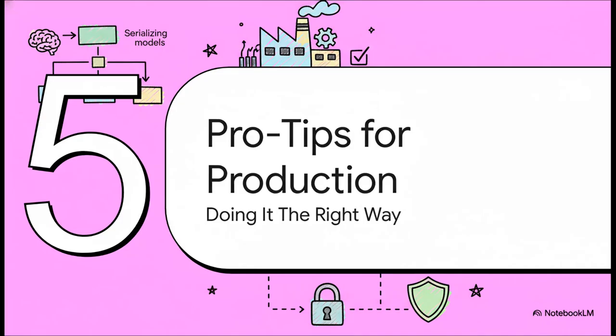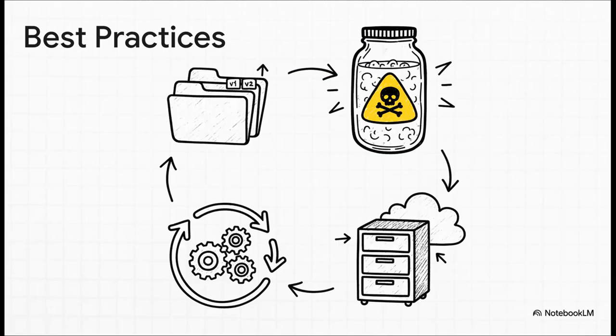Okay, so you're probably getting ready to start serializing your own models. Before you jump in, let's cover a few pro tips to make sure you're doing it the right way, the production-ready way. First, and this is huge, always version your models. Just like your code, your models will evolve, and you need to track those changes. Second, be smart about security. A format like Pickle can actually be dangerous, so you should never, ever load a Pickle file from a source you don't trust. And finally, automate everything. Use tools like model registries and cloud storage to manage your models like a pro.